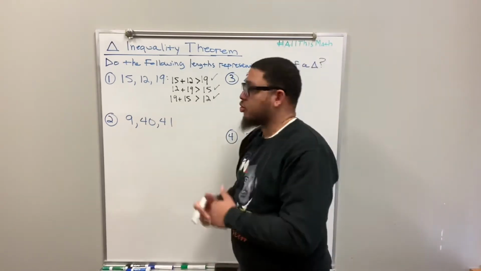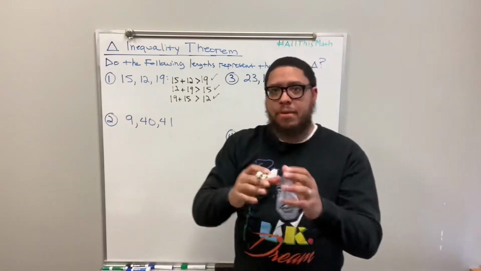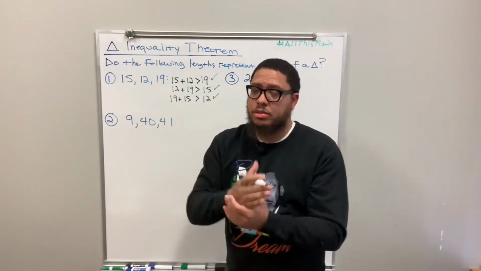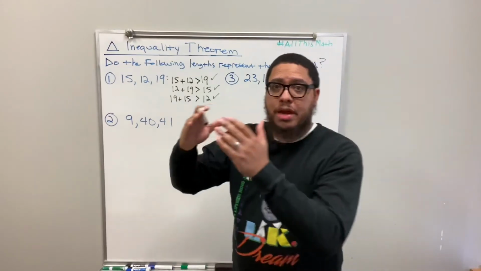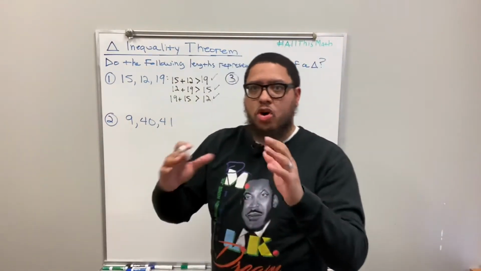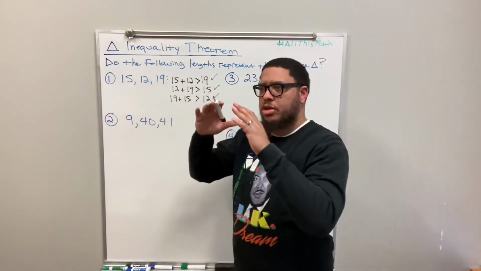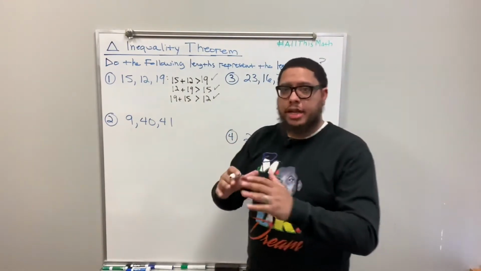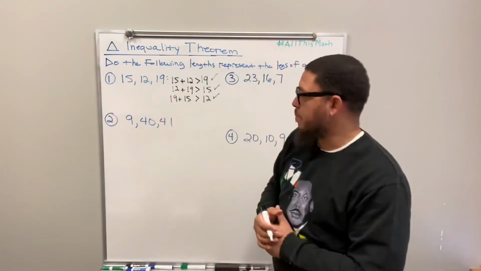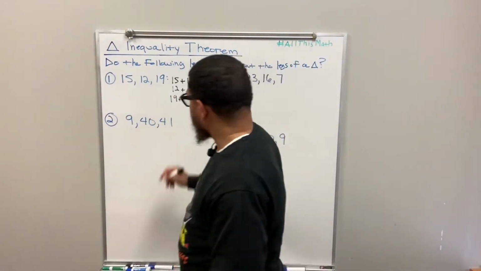So look, that's what you got to do. You look at each pair of sides. You take a pair of sides, and then you want to compare that to the third side that was not included. And as long as in all three situations you get a true statement, then that means that that set of sides represents the legs of a triangle. All right. Now let's go on to number 2.